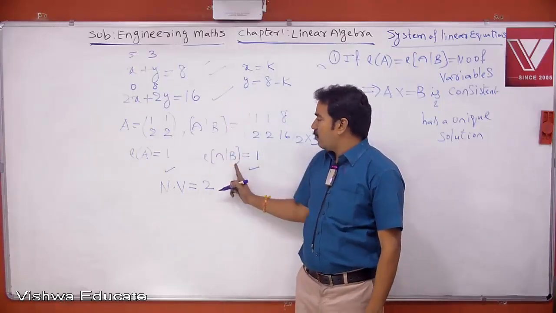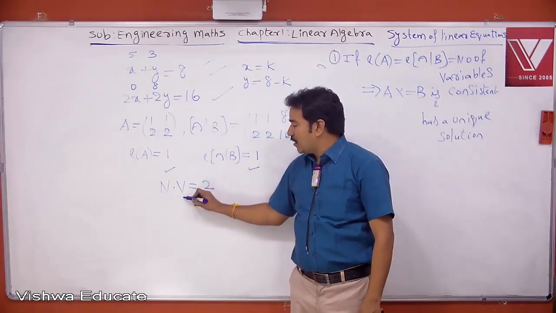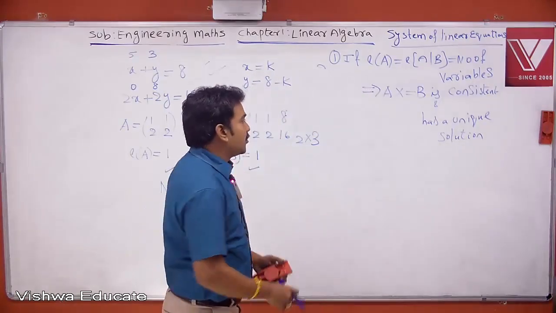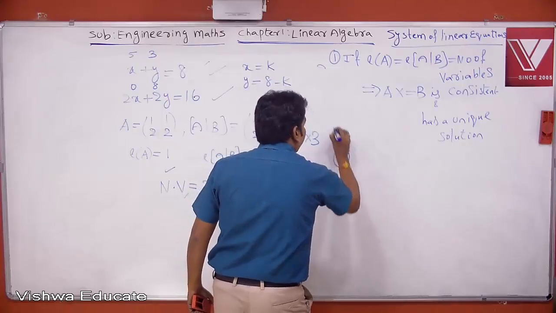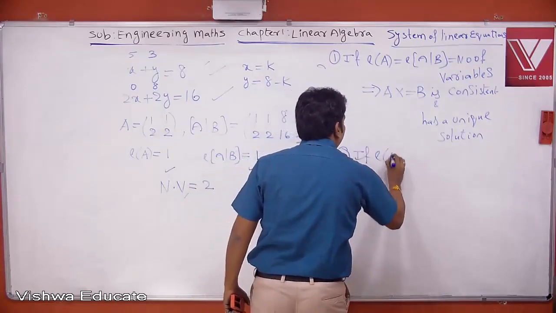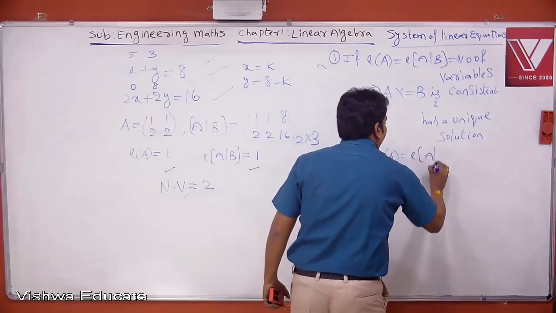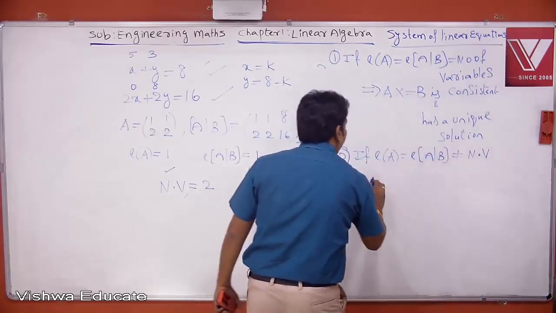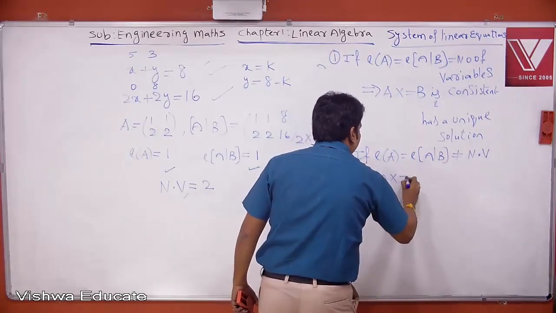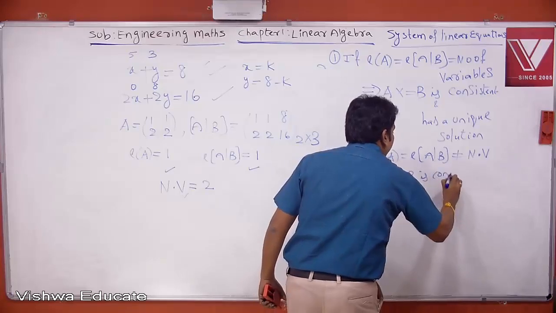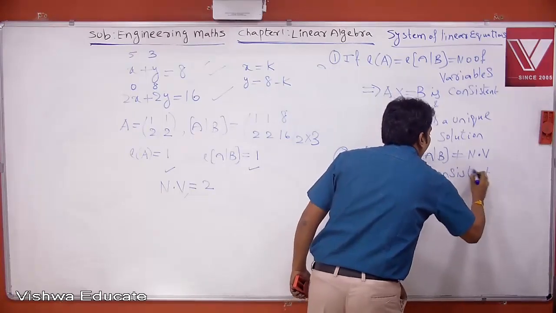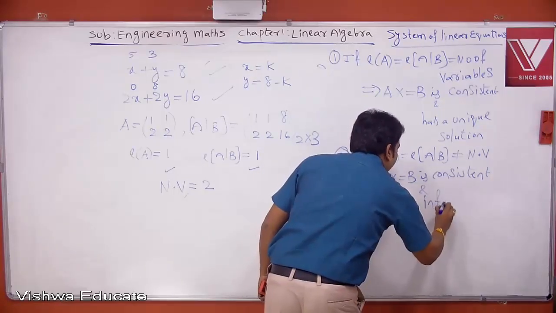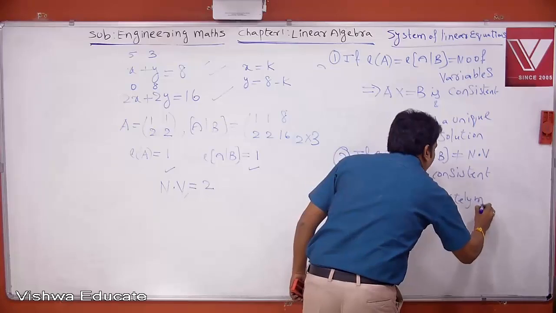Therefore, whenever both the ranks are matching and that quantity does not match with the number of variables, then the system is consistent and having infinitely many solutions. Therefore, the conclusion from this is: if rank of A equal to rank of A slash B not equal to number of variables, NV, implies AX equal to B is consistent and having infinitely many solutions.